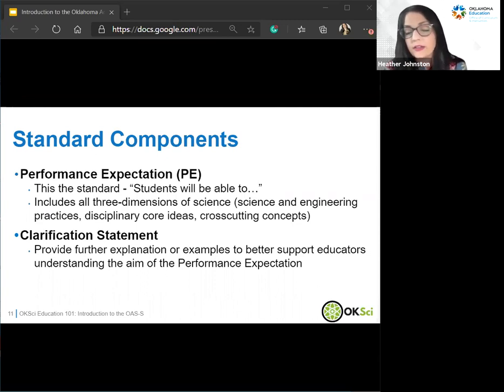The clarification statements that are on there really help provide further explanation or examples to support educators' understanding of that performance expectation. So when you read it and you're like, what does this even mean? Inside the clarification statement, it should give you more details and guidance as to what is expected of students.